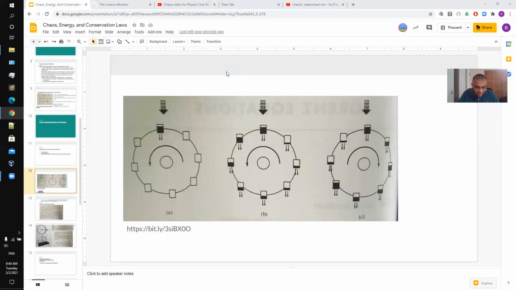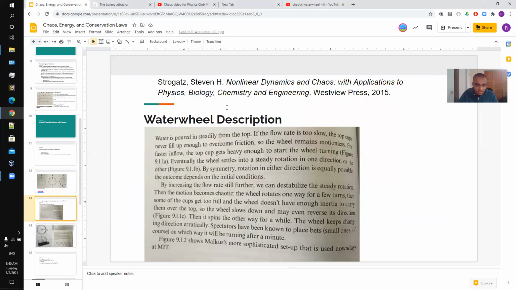All right, so we are a bit short on time, so I think we'll have to cut you off a little bit by 30 seconds, but hopefully we're able to see from the video some of the dynamics here of this water wheel, and how sometimes it can be very hard to predict where it's going. So here's a water wheel description of this.